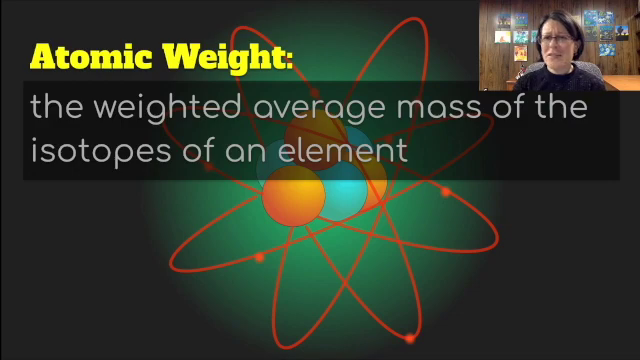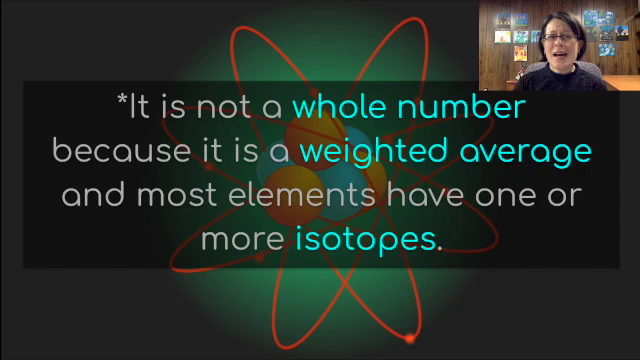The atomic weight, and we have to be careful between mass number and weight, is the weighted average mass of the isotopes of an element. It is not a whole number, as we are going to see when I show you these numbers, because it is a weighted average, and most elements have one or more isotopes. So, for instance, let's say there are two isotopes of an element, and 80% has a mass of, say, 16, and 20% has a mass of 17. And so what they do is they multiply the 16 times 0.8, they multiply the 17 times 0.2, and add those together for the average, and so that's why they are not whole numbers.